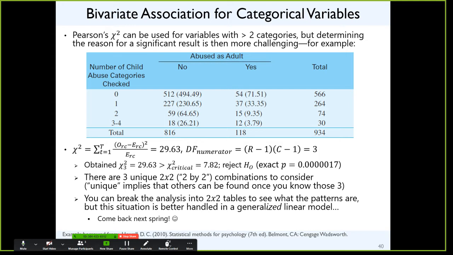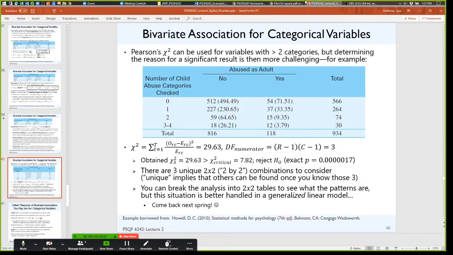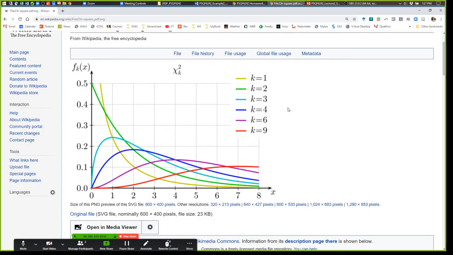So my default null hypothesis chi-square now is 3. If I do the same math, the difference between what was observed for each cell minus what was expected in parentheses, square that, divide by expected, sum across all 8 cells, I end up with a chi-square of about 30. Is that good? I don't know. Let me go back to Wikipedia. Now we're on the teal line, k equals 3.